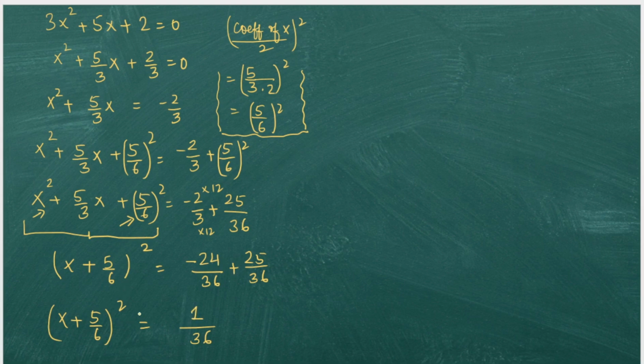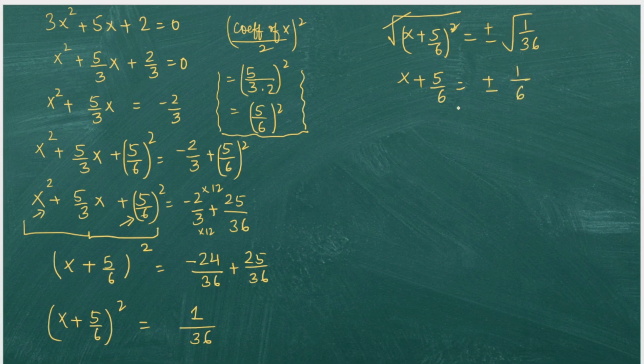In the next step, we will remove this square, and that we will do by taking the square root on both the sides. So square root of x plus 5 by 6 whole square is equal to square root of 1 over 36, and we always have two versions of the square root, plus and minus. Now this will cancel out this square, so I will get x plus 5 over 6 is equal to plus minus square root of 1 is 1 and square root of 36 is 6. This step will give me two linear equations to solve. x plus 5 over 6 is equal to plus 1 over 6, and x plus 5 over 6 is equal to negative 1 over 6.